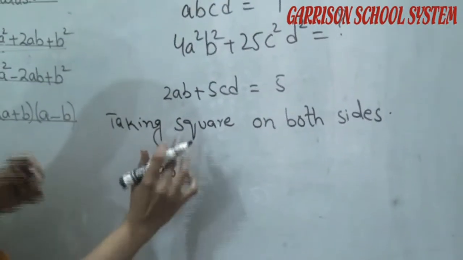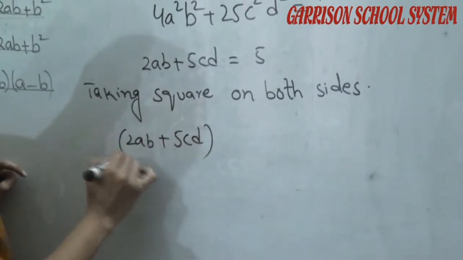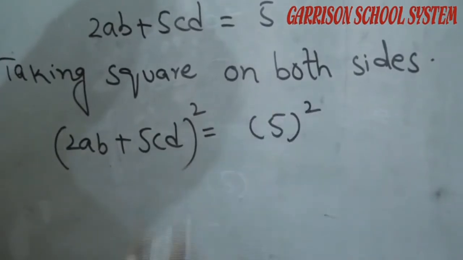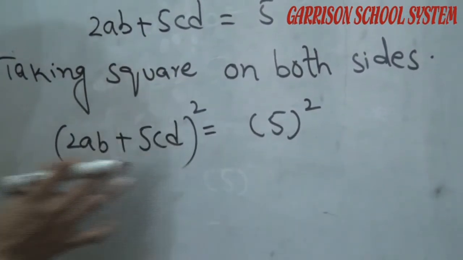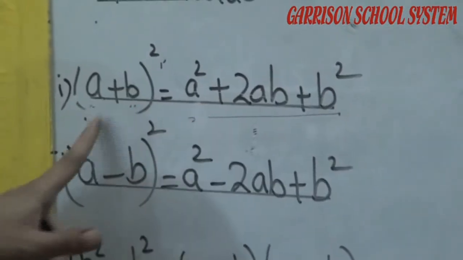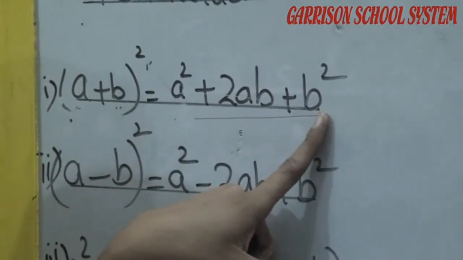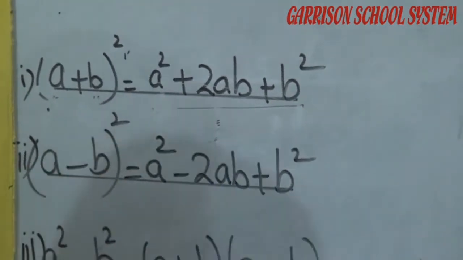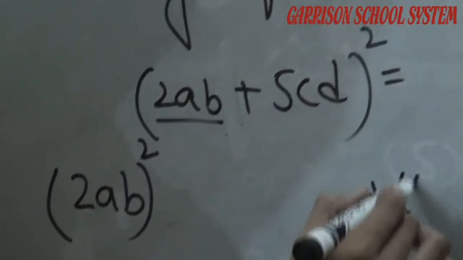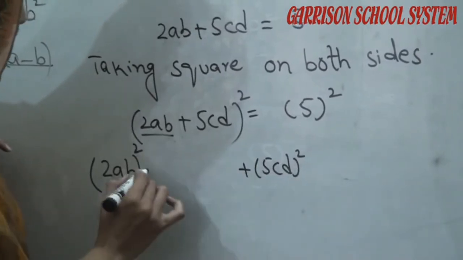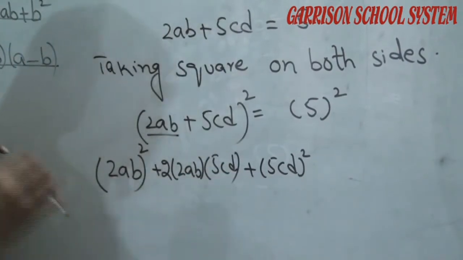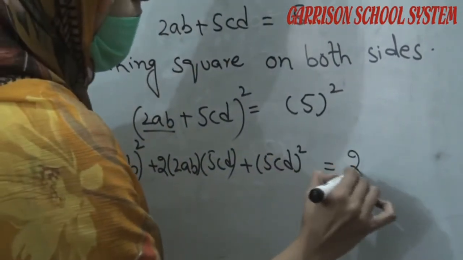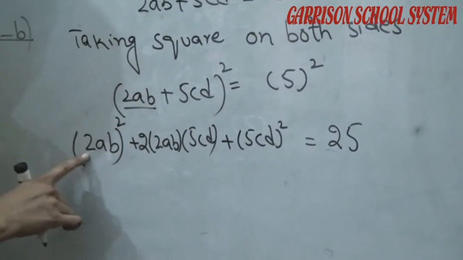2AB whole plus 5CD whole square is equal to 5 whole square. When I will take the square on both sides, now I will open it according to formula. First, (A plus B) whole square is equal to first term square plus last term square plus 2AB. First term I have taken 2AB whole square, last term 5CD whole square, plus 2 into first term into last term, is equal to 5 square will produce 25. And I will open it.